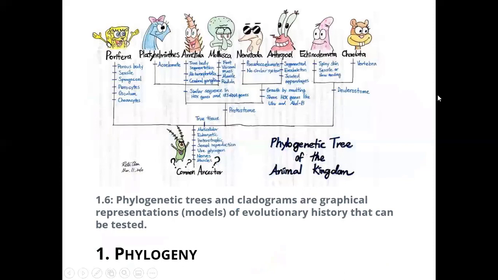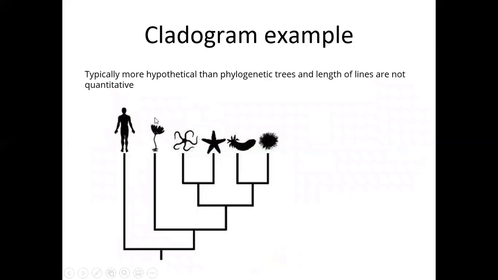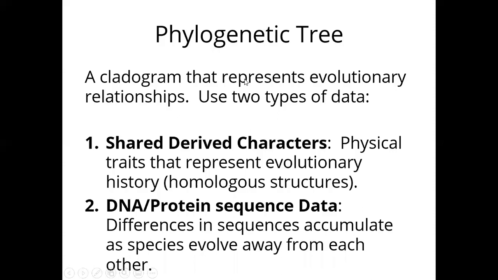And then phylogenetics, I think, is the most confusing thing outside of Hardy-Weinberg. So we're going to talk about that next. Remember, this is called a cladogram. The lines are not necessarily quantitative, but they show the relatedness of species. Phylogenetic trees are going to show shared derived characters sometimes, and they're usually based on DNA, protein, or sequence data.